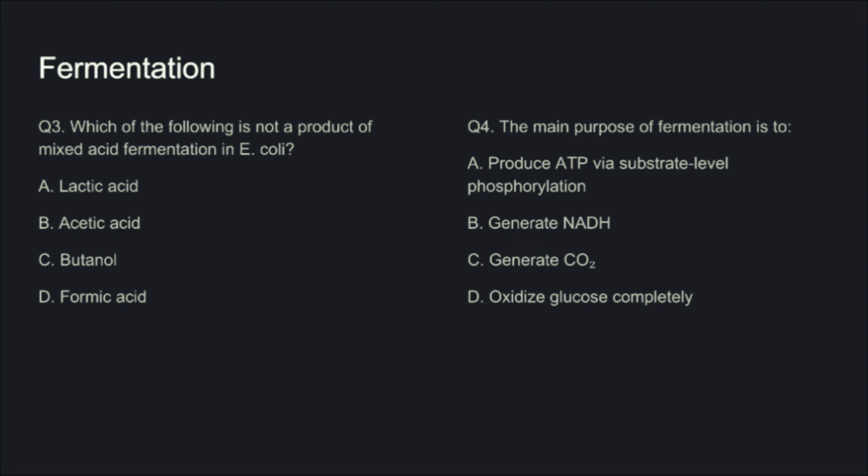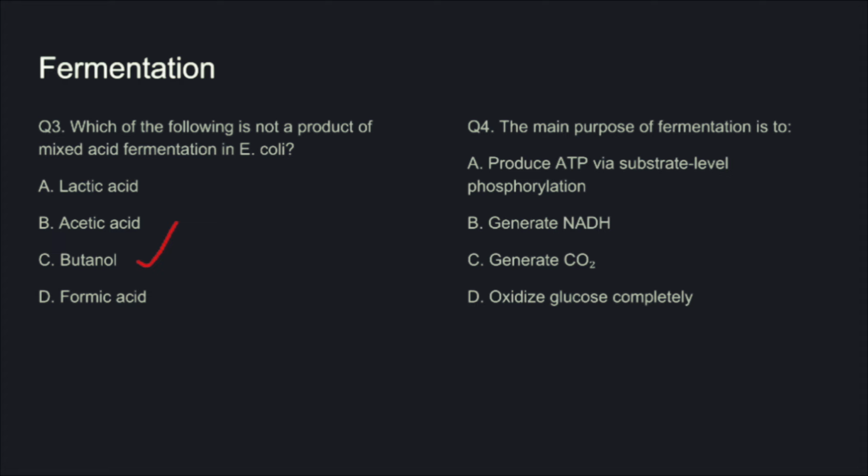Question number 3. Which of the following is not a product of mixed acid fermentation in E. coli? Options are A lactic acid, B acetic acid, C butanol, D formic acid. So the correct answer for this question is option C butanol, because E. coli does not produce butanol. It's typical of the Clostridium species. So your Clostridium species will produce butanol, whereas E. coli would not produce butanol.